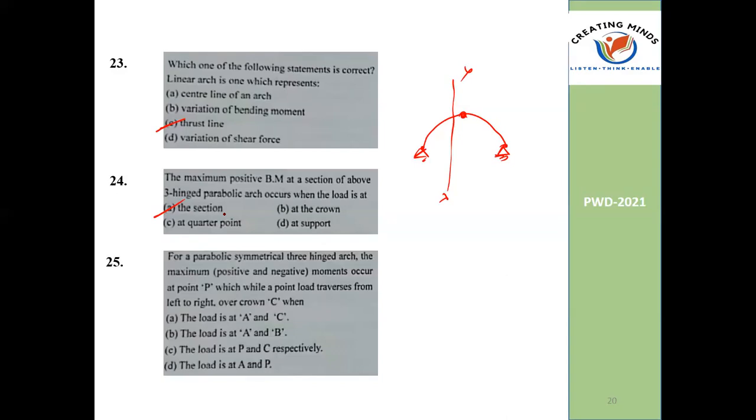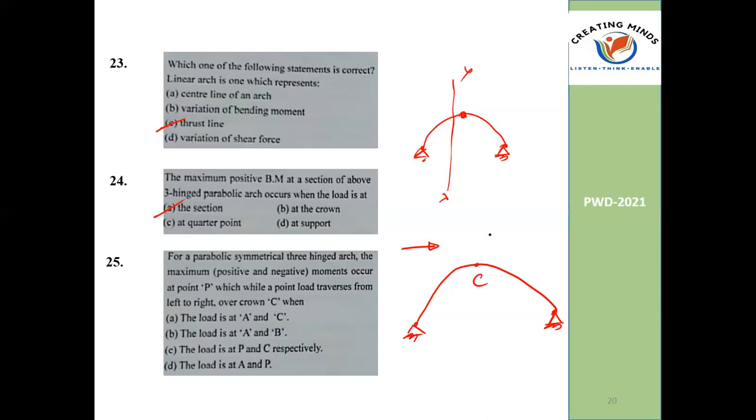For a parabolic symmetrical three-hinged arch, the maximum positive and negative moments occur at P while a point load traverses from left to right over the crown C. This is also an influence line concept. On which conditions may you expect this?